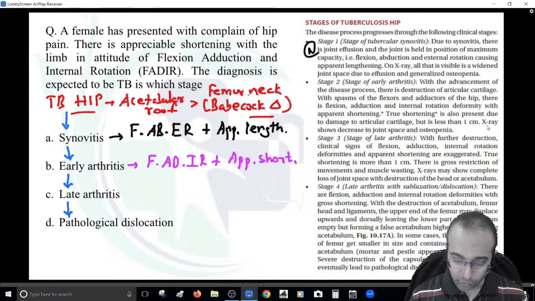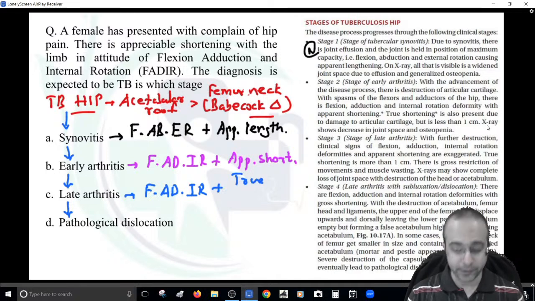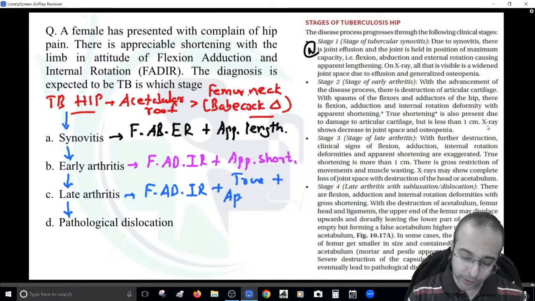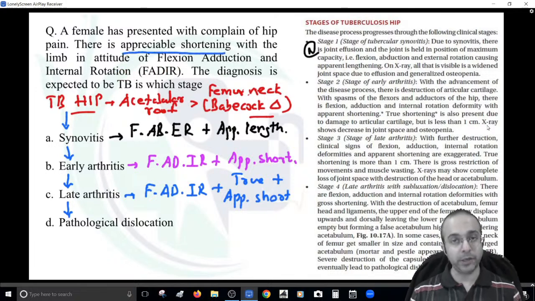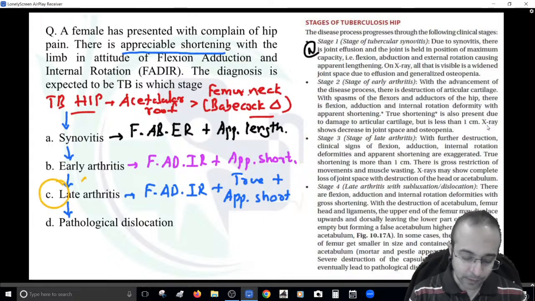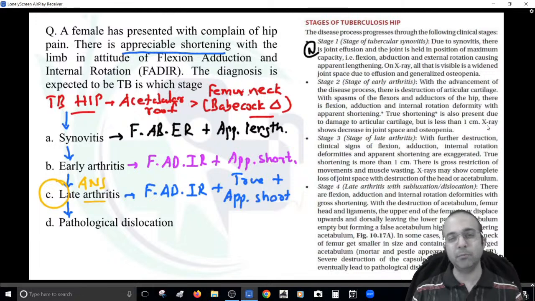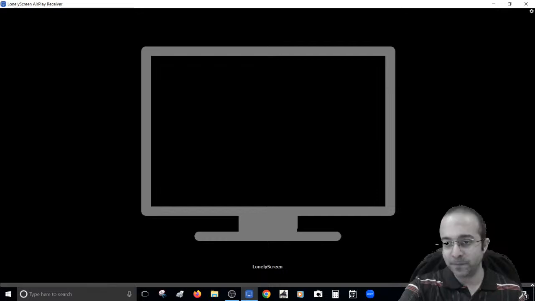Now as things go further, the deformity would persist because of muscle spasms, but here the bone will also start getting destroyed, and both true and apparent shortening would come up. Now please, if you look at this question, the deformity is mentioned, but the examiner has also mentioned that there is appreciable shortening, a significant amount of shortening. So if the shortening mentioned was significant, my approach will be more towards late arthritis. That's one of the common scenarios.